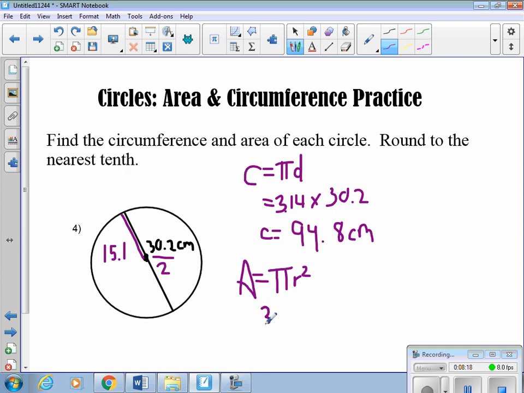Now I'm ready to roll and find the area. So I'm going to do pi, 3.14, times my radius, which I just found is 15.1, and I'm going to square it. When I square 15.1 first and multiply it by 3.14, I get an area that equals 715.9. You could probably really round this one up to 716, and it's going to be centimeters squared.